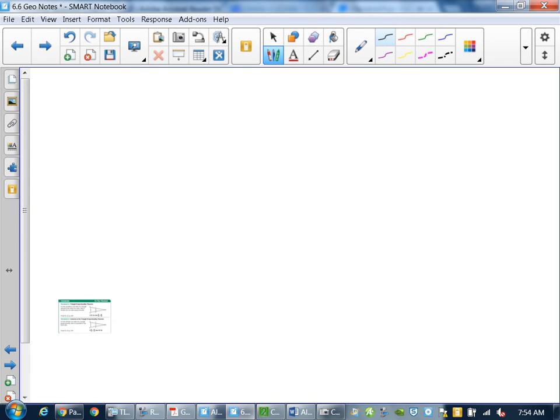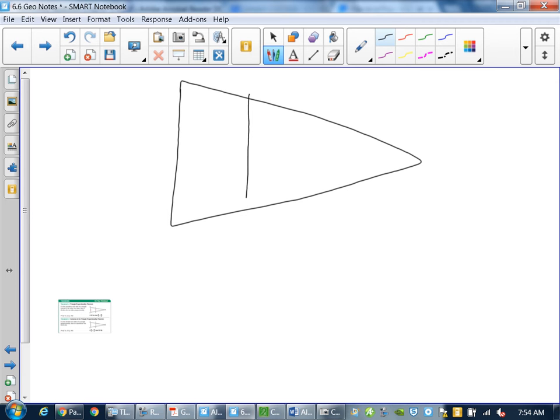If you're given certain information, you can make these proportions out of it. For example, if you have a triangle, and in that triangle you have a segment that's parallel to the base, that segment creates a proportion.